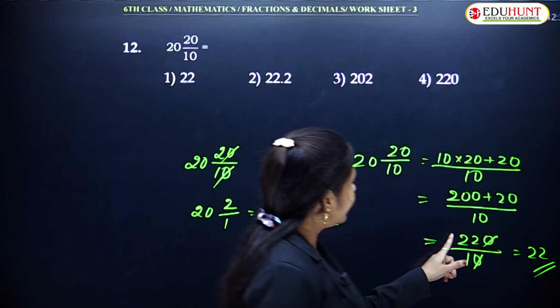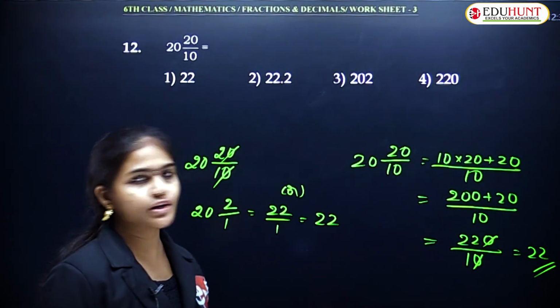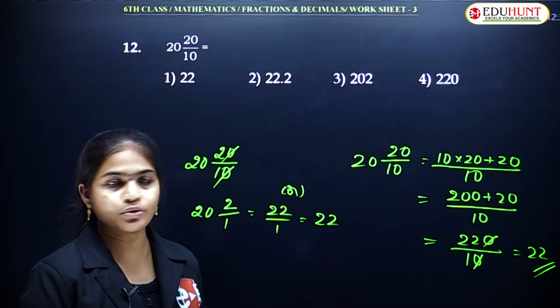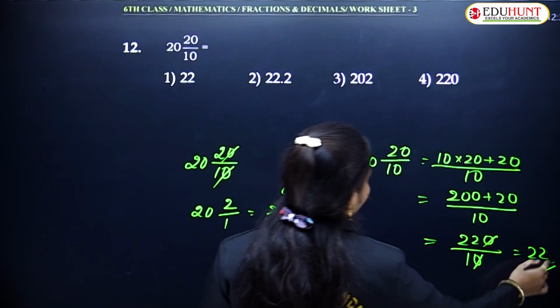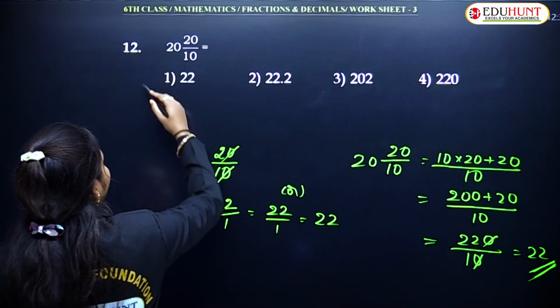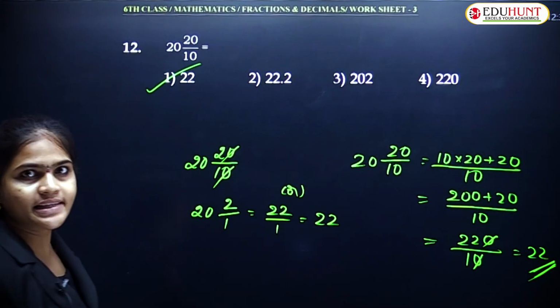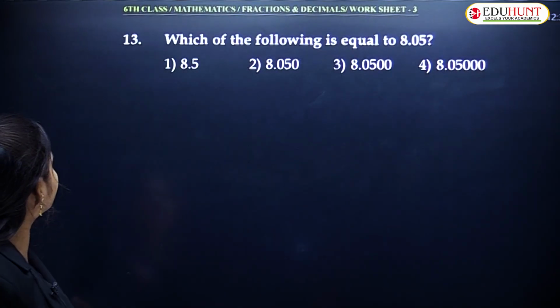See here, then 220 by 10. Again 0 and 0 cancel. Again 2 is in the integer part only. So finally the answer is 22. Which option is correct here? 22, option 1 is true here. Okay, let us see the next one.